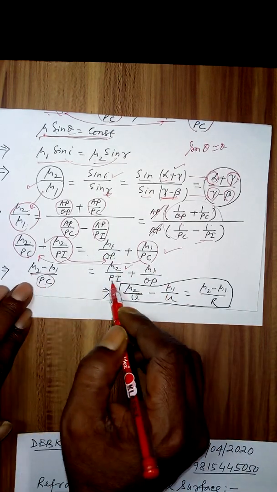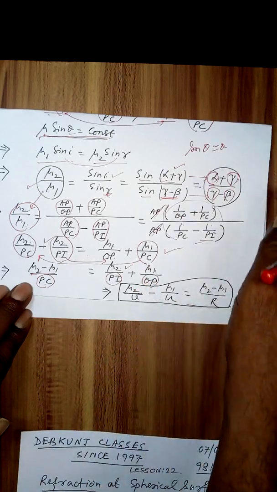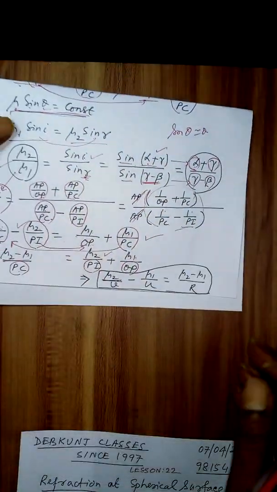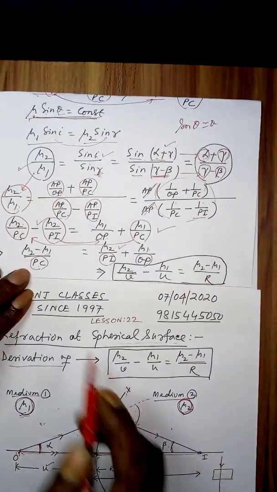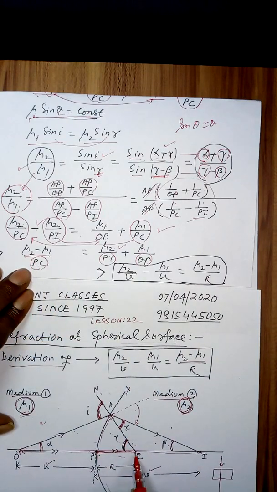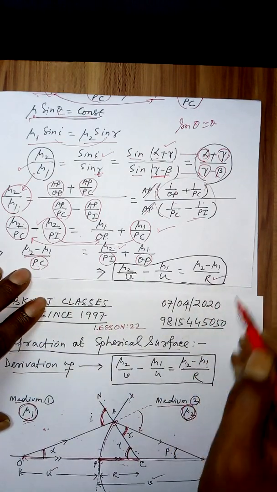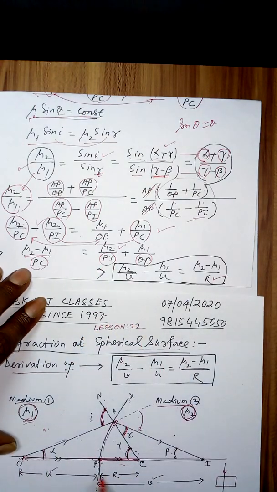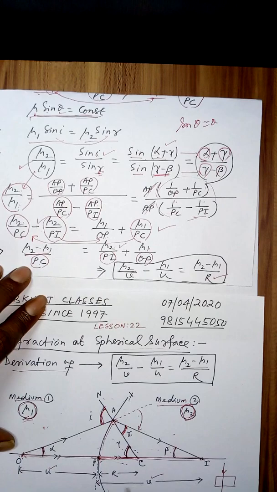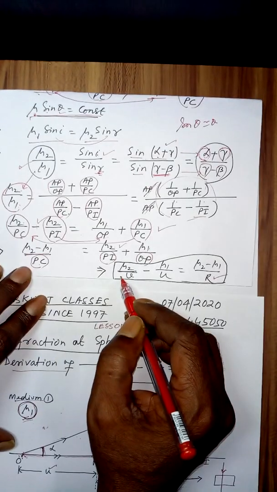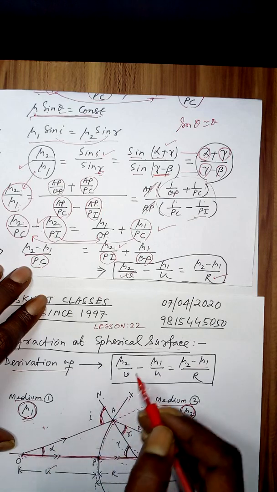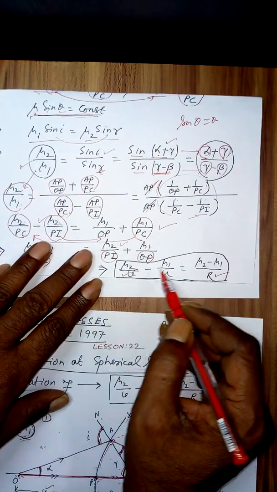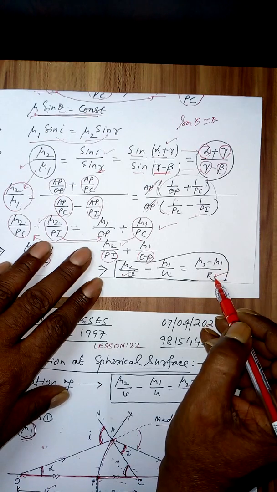Now, what is PC, what is PI, and what is OP? If you look at the diagram, from P to C is the radius of curvature in the direction of light, that is positive. From P to I is the image distance, that is v, in the direction of light, that is positive. Then OP is the object distance opposite to the direction of light, therefore negative. So mu2 by v minus mu1 by u is equal to mu2 minus mu1 by r.